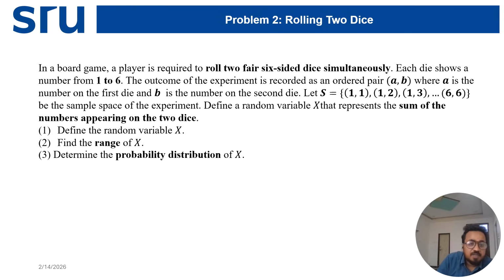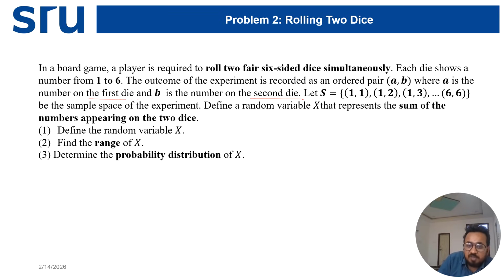In a board game, a player is required to roll two fair six-sided dice simultaneously. Each die shows a number from 1 to 6. The outcome of this experiment is recorded as an ordered pair (A, B), where A is the number on the first die, B is the number on the second die. And also you have to give the total sample space.